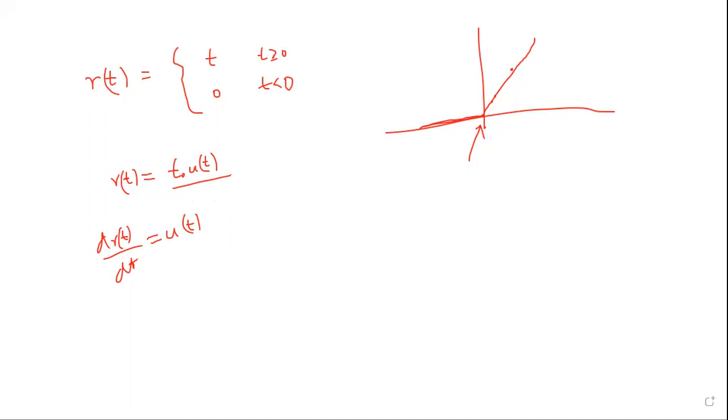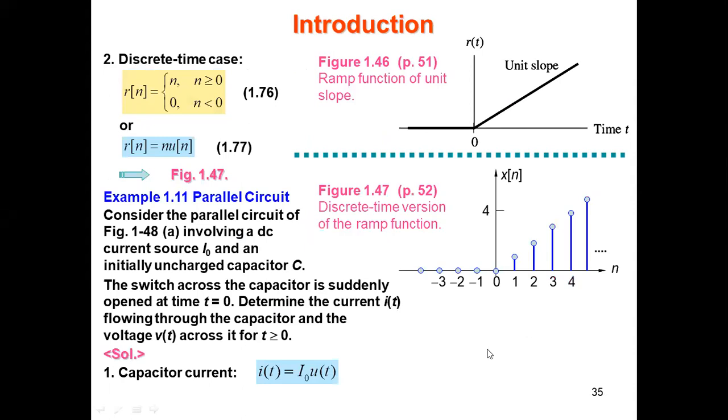Similarly, for discrete time, the definition is: for the discrete time case, R of n equal to n for n greater than or equal to 0, 0 for n less than 0. This is the thing for continuous time. This is the thing for discrete time. In continuous time there is a value at 0.75, 1.25, or 3.333 also. Here, in between, they are missing. I hope you are getting the difference between continuous time and discrete time.